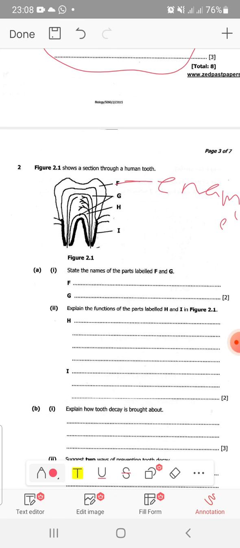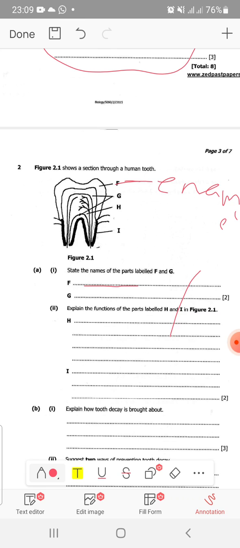Then okay, so at F put enamel, that is ENAMEL, enamel. Then G is the dentine, DENTINE, dentine. Okay. Then we go to Roman numeral 2. Explain the functions of the parts labeled H and I in figure 2.1.